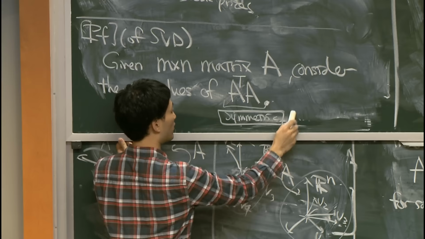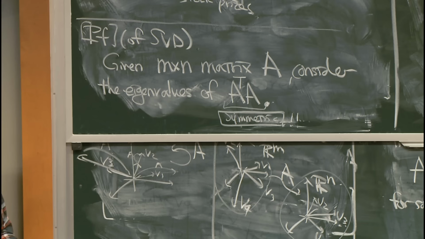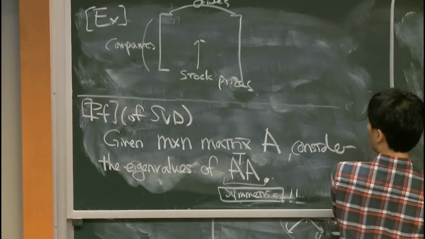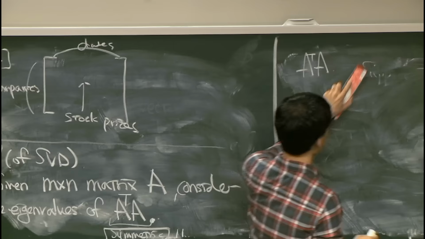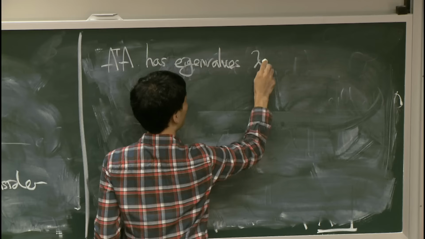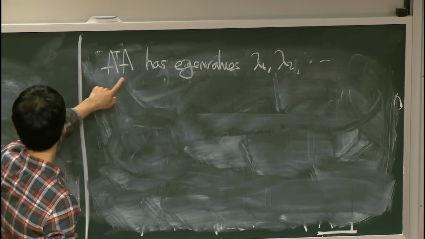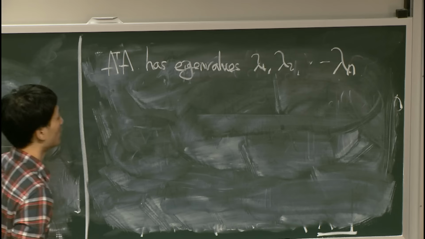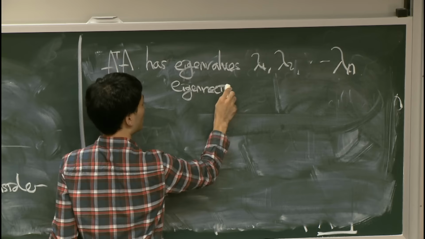So if you remember, it will have real eigenvalues, and it's diagonalizable. So A transpose A has eigenvalues lambda 1, lambda 2, up to, since it's an M by N matrix, lambda N, and corresponding eigenvectors V1, V2, up to Vn.